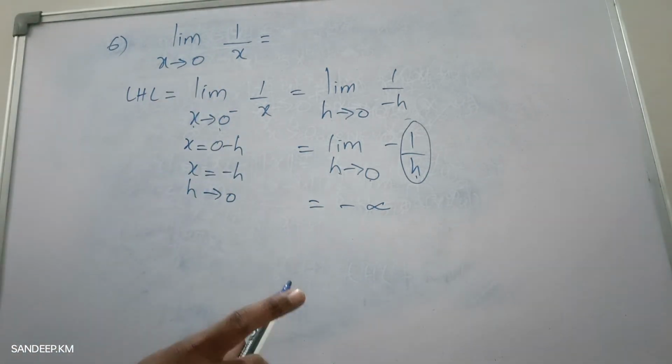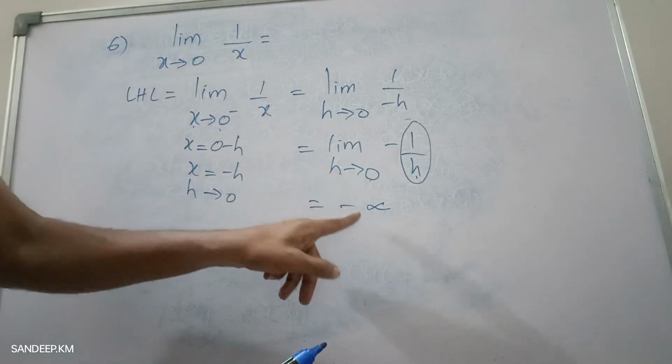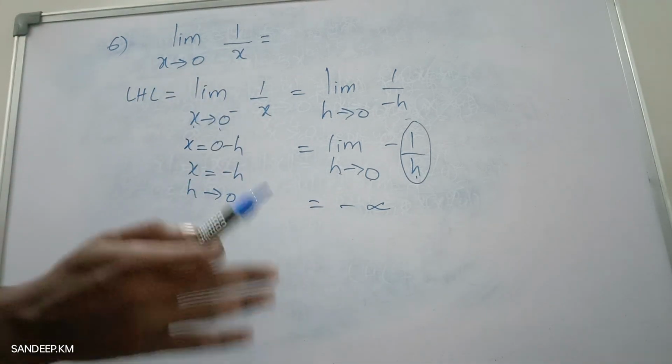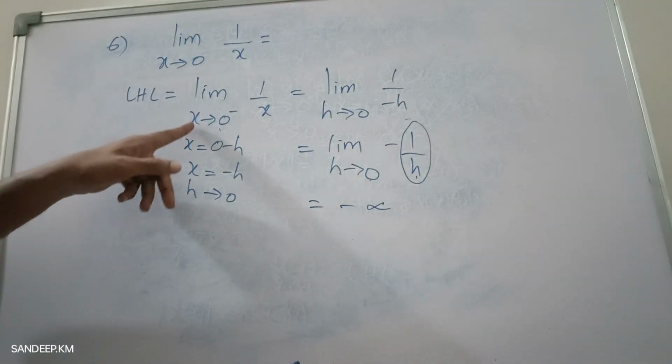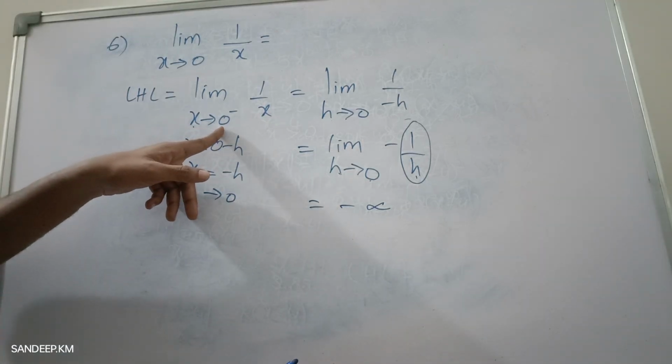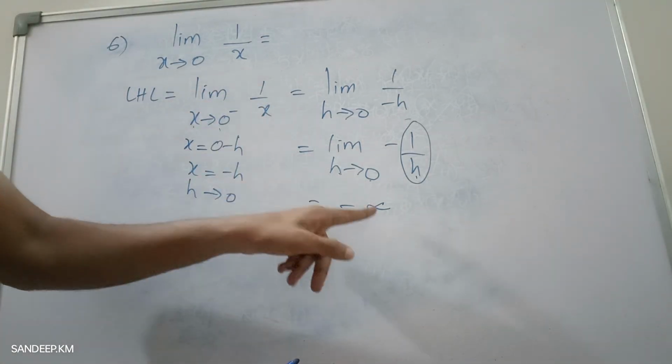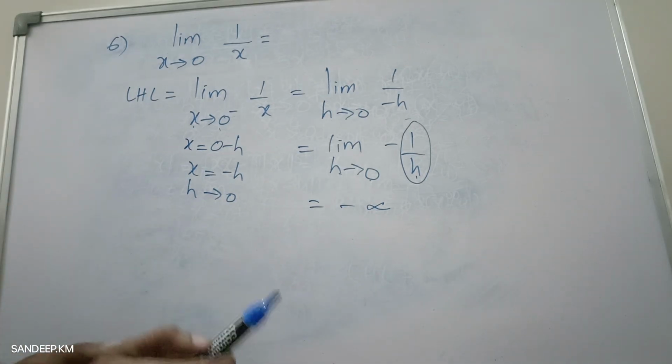And one more important thing is, when I'm writing LHL is equal to minus infinity, I'm not actually saying it is equal to minus infinity. We are trying to say that when x is approaching 0 from the left side, 1 by x is approaching minus infinity. That is what we are trying to say.